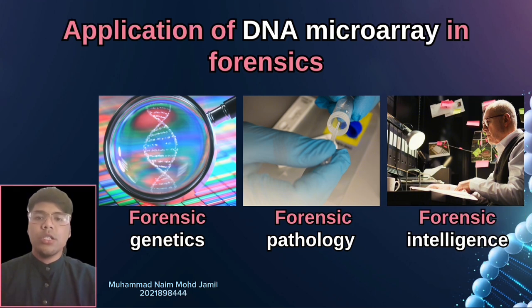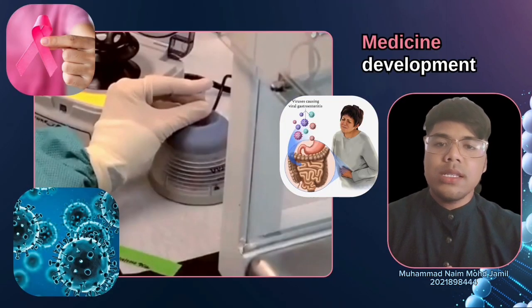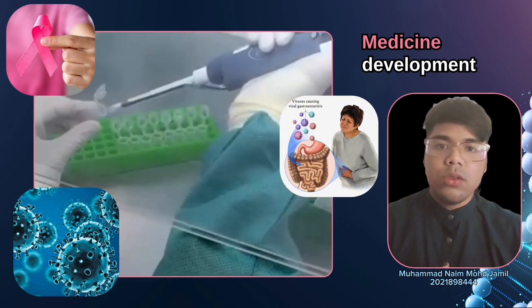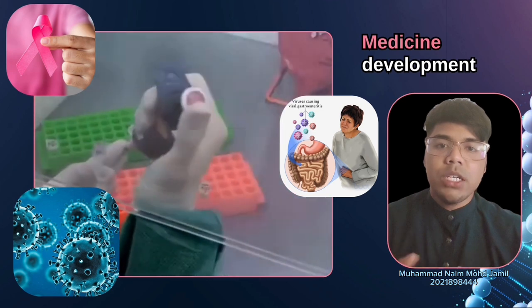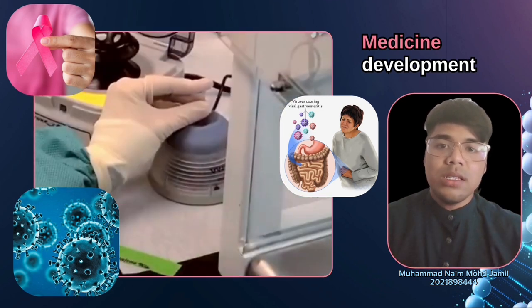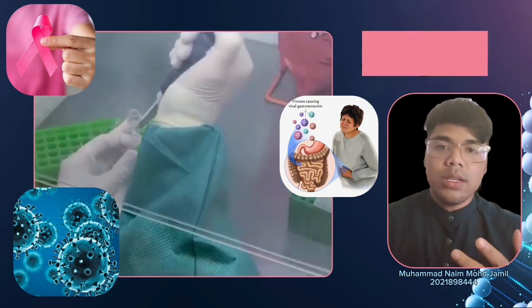The technology has potential uses in forensic science, particularly in the areas of forensic genetics, forensic pathology, and forensic intelligence. With DNA microarray, an entire microbial genome can be easily represented in a single array, and it is feasible to perform genome-wide analysis. Despite its potential in forensic science, microarray technique is also used in medicine development by providing microarray data of a patient, which could be used for identifying diseases such as cancer, influenza, and gastrointestinal viruses.